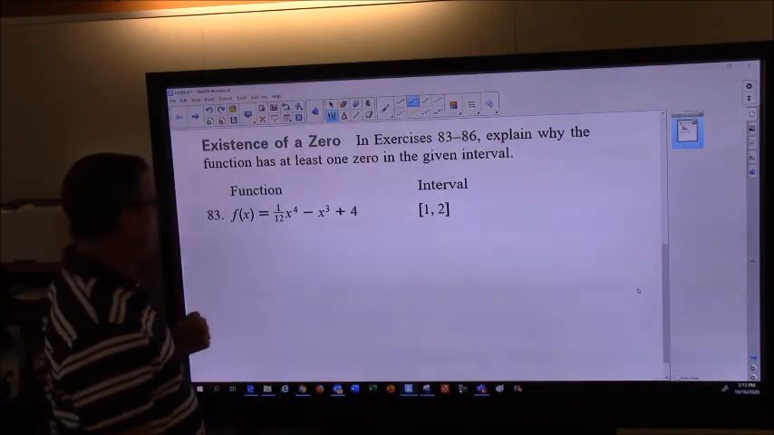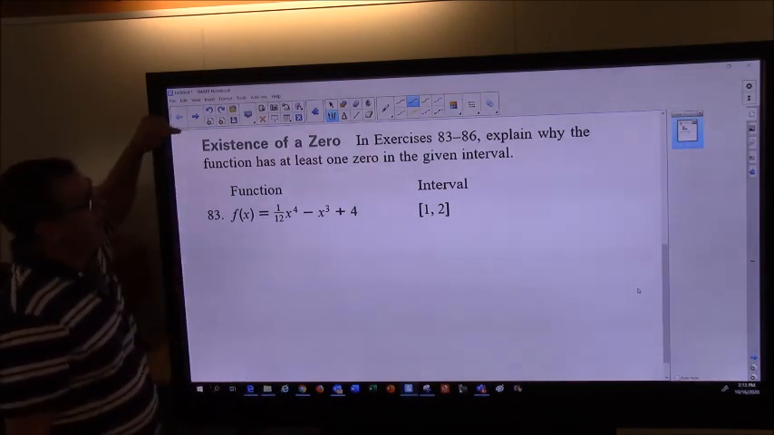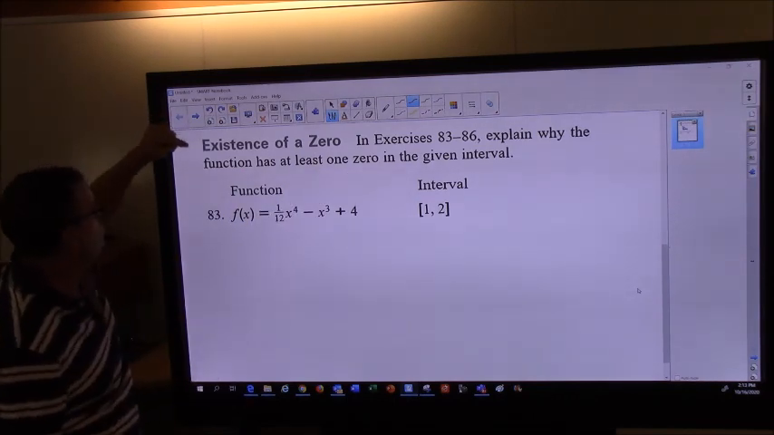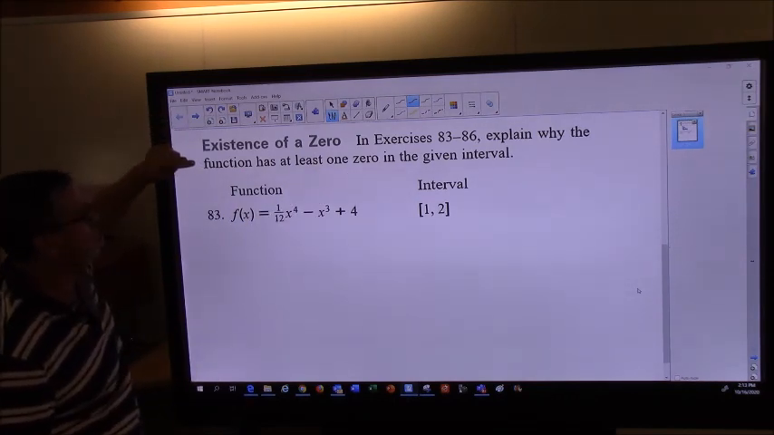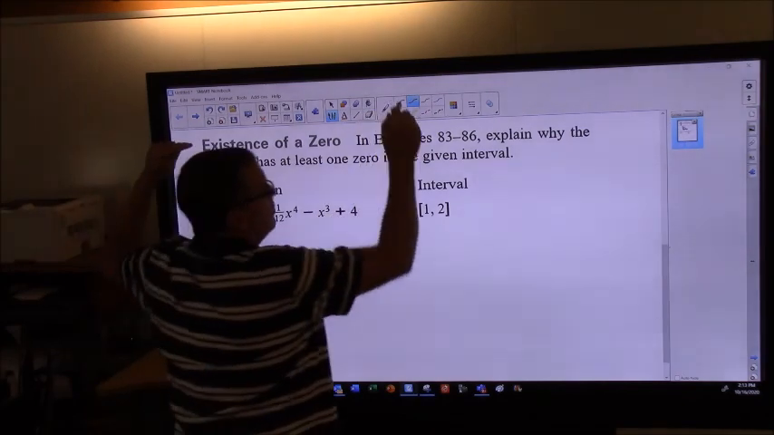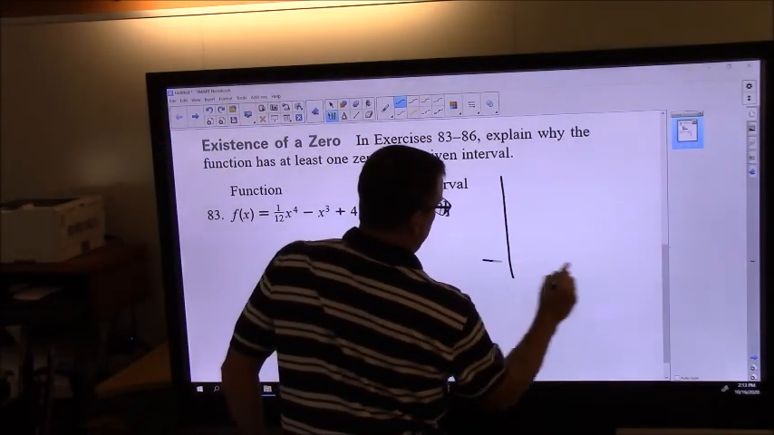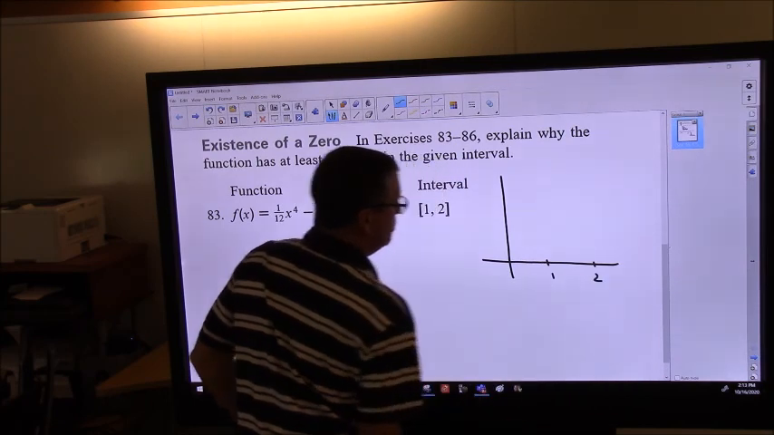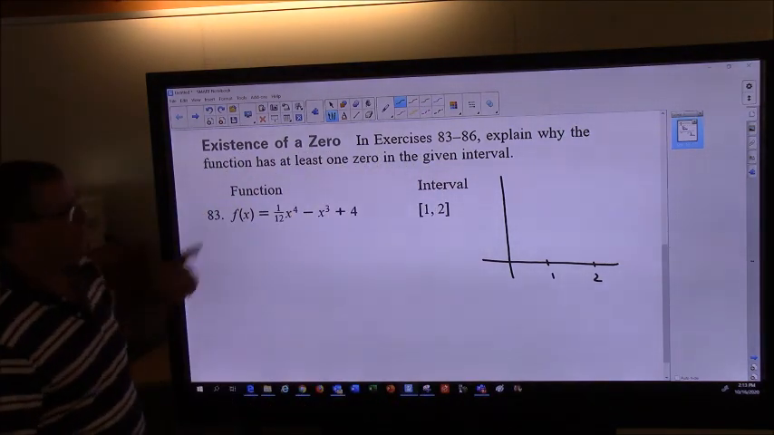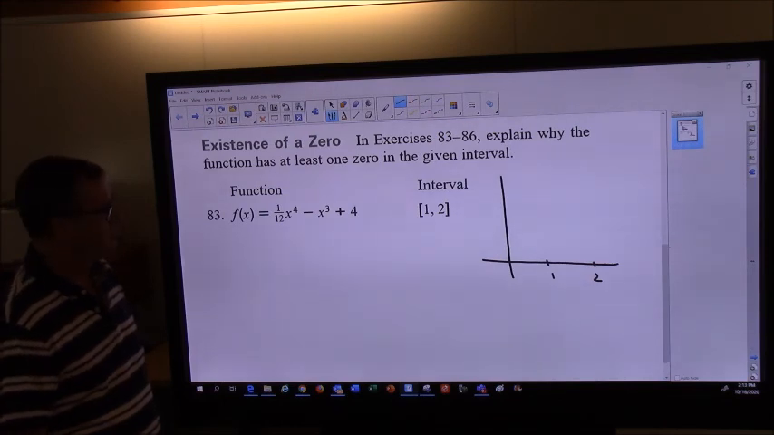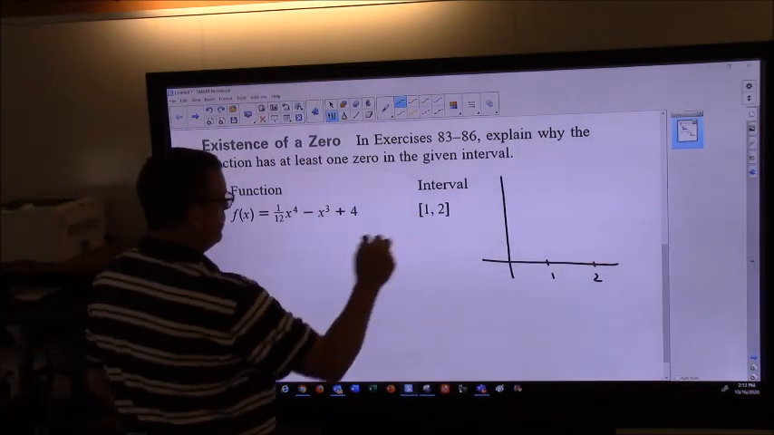All right, so here's a sample problem. It says in exercises 83 to 86, explain why the function has at least one zero in a given interval. So in other words, if I graph this thing on the interval from 1 to 2, why is it that there's a 0 for this?